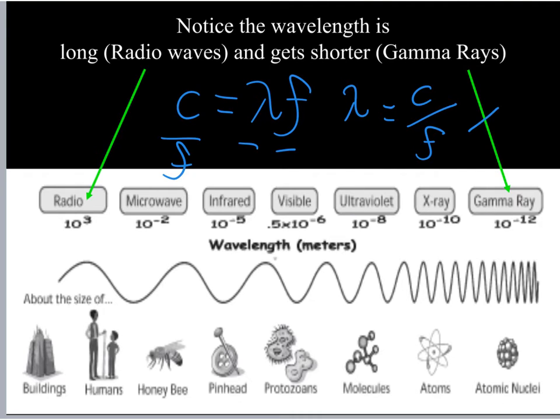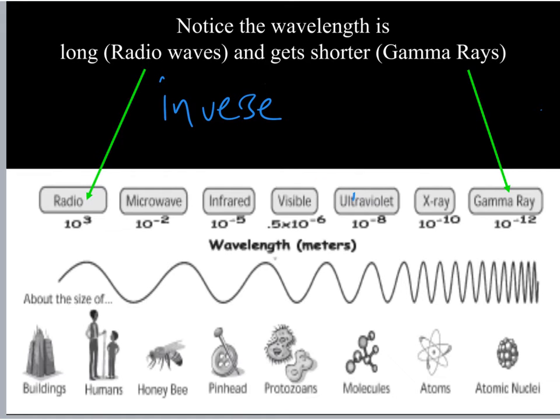So if our frequency gets really, really big, our wavelength has to get small. If our wavelength gets really big, then our frequency will have to be small. So we can say that the wavelength and the frequency have an inverse relationship. If I make my wavelength bigger, like I have with radio waves, then my frequency is much smaller. If my wavelength is very small, my frequency is very big.